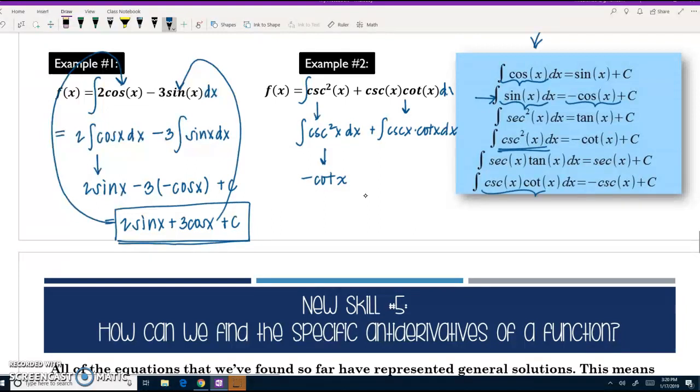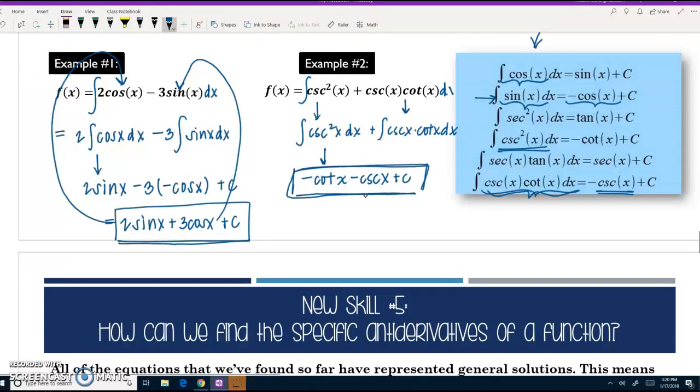Then this piece, the integral of cosecant of x times cotangent of x dx, I just look and find that corresponding expression in my integral table, and that's going to be negative cosecant. So I'll end up with negative cotangent minus cosecant of x plus a constant. And I'm good to go there.